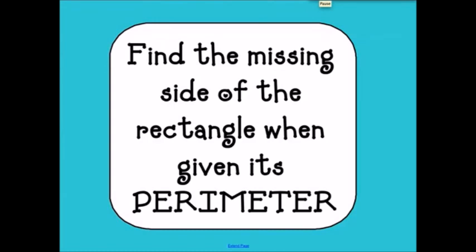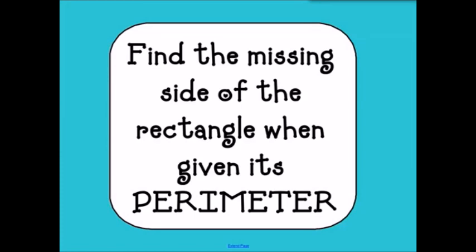Alright, good afternoon guys. This is our last flipped video for our area and perimeter unit. The last topic that we're going to talk about is how to find the missing side of a rectangle when you are given the measurement of one side and its perimeter. So last night you worked on finding the missing side when area is given, which is pretty easy. This is also not too difficult, but there's an extra step involved when you're given its perimeter. So let's take a look.